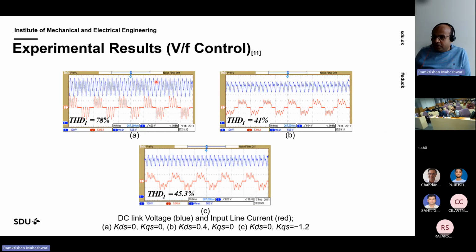Now there are some experimental results. First, when we have a negative impedance instability, you can see we have a high current THD on the grid side, 78%. We can inject either in the D axis or in the Q axis. For D axis voltage and for Q axis voltage injection, we got almost similar grid side performance.